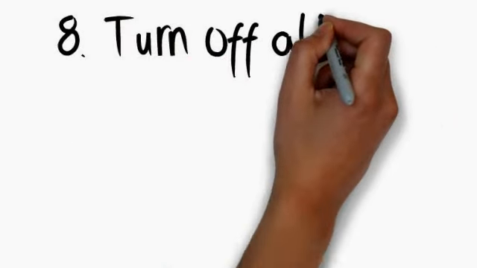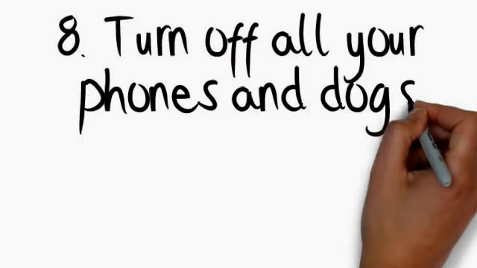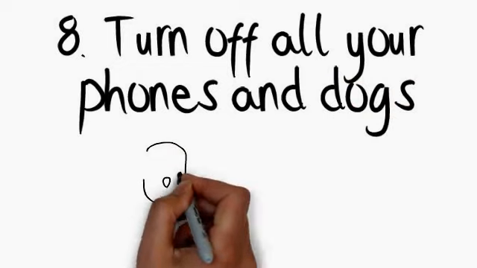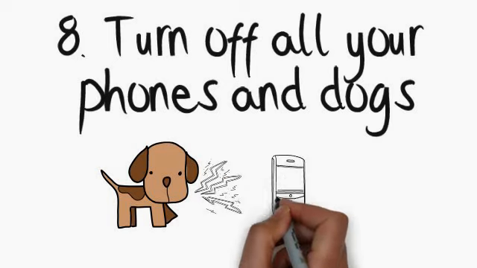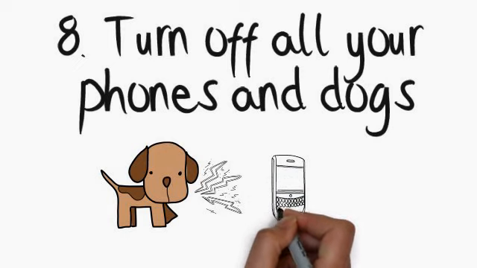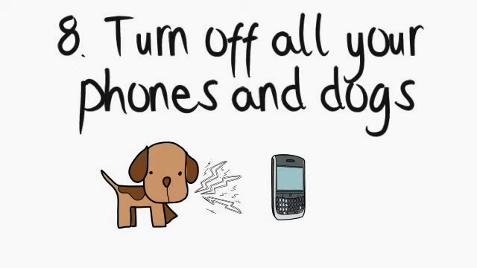Number 8. Turn off all your phones and dogs. Okay, so it's hard to turn the dogs off, but you do need to shut the door so if they did start barking, they wouldn't intrude too much. And if you're in the office and the dogs and kids are safe at home, remember to turn off both your cell phone and landline.